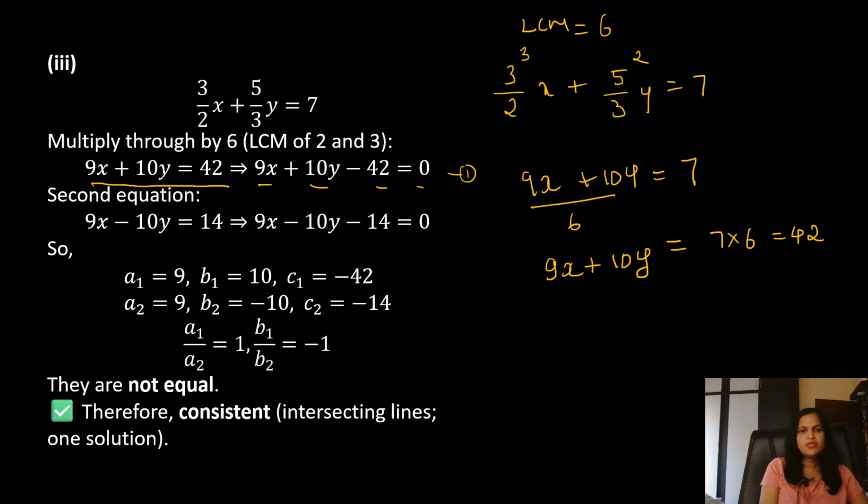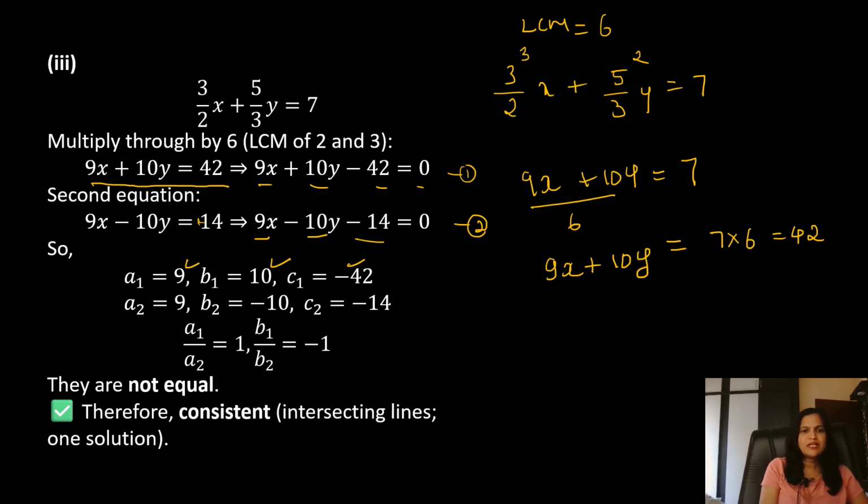Move this 14 to the opposite side of the equal to sign. Here there is nothing, which means a plus sign is there. It becomes negative here, minus 14. This is the second equation you got. From these two equations, a1 is 9, b1 is 10, c1 is minus 42. Then from this, a2 is 9, b2 is minus 10, c2 is minus 14.